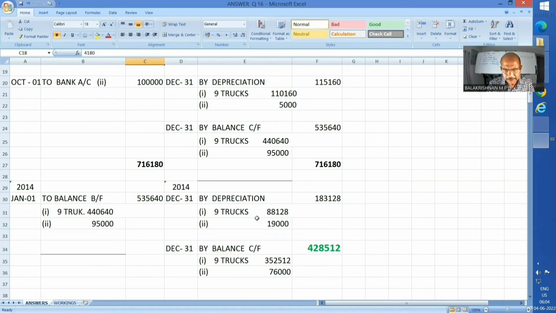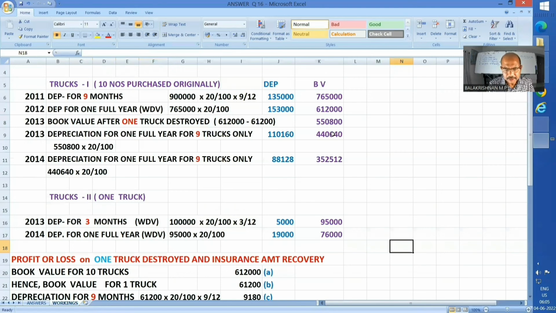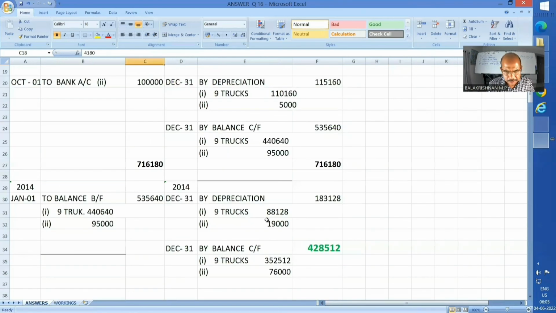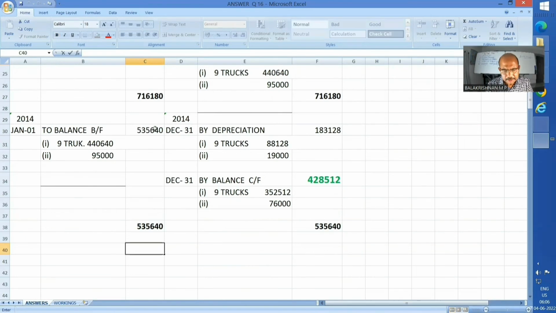So depreciation, 9 trucks. How did I get 88,128? I am depending on my workings. This was the year beginning book value. On that 20%, I got 88,128. And the next one, this was the book value. I got the full year depreciation, 19,000. Both the amounts are respectively shown here. Now balance the account. How do I balance? Total the heavier side, put the same total here. Find the difference. That is the way of balancing a ledger.